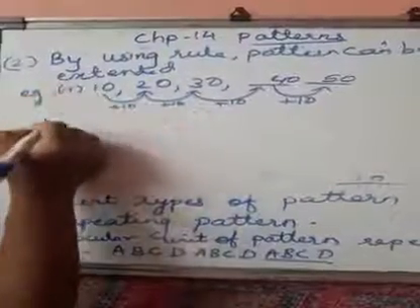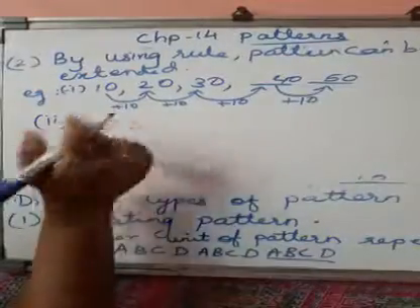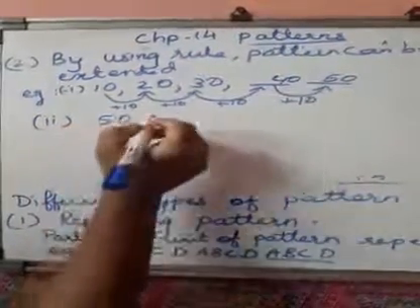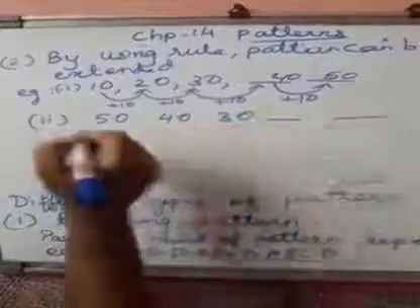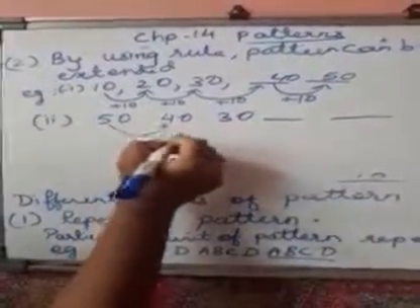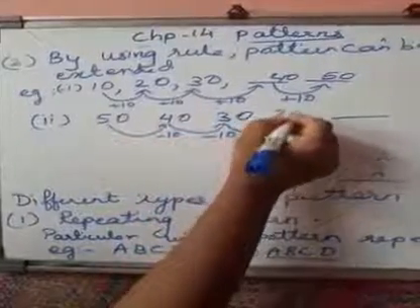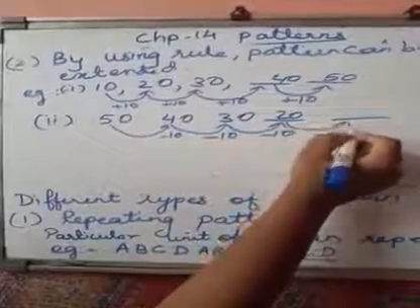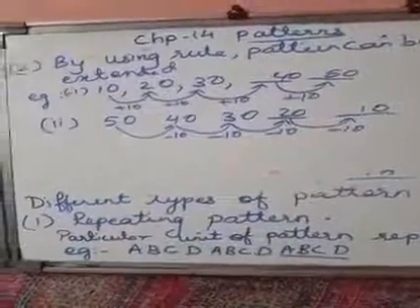One more. Or you can say 50. Here if you see, when it is moving from 50 to 40 there is a reduction. Minus 10. Minus 10 will give me 20. Minus 10 will give me 10. So this is a certain rule which is used.